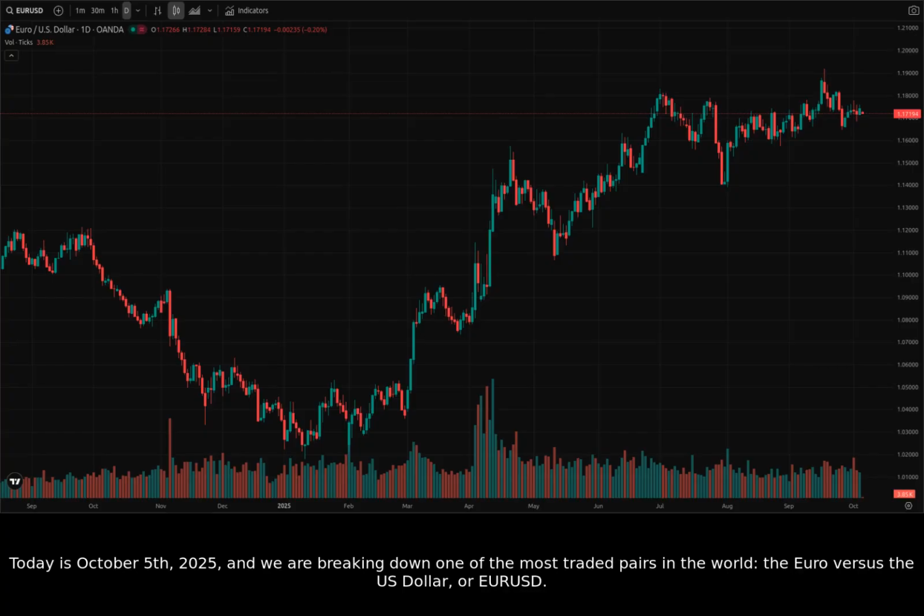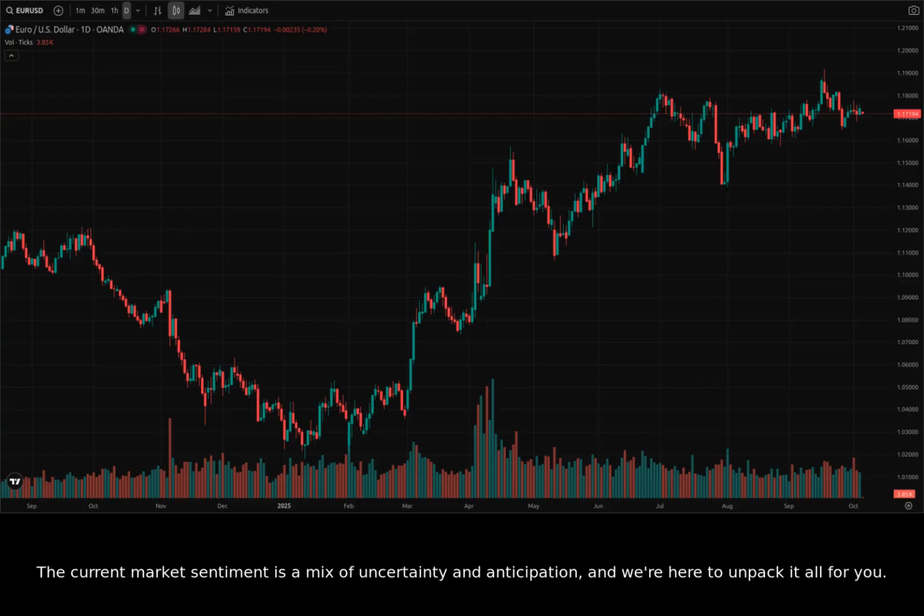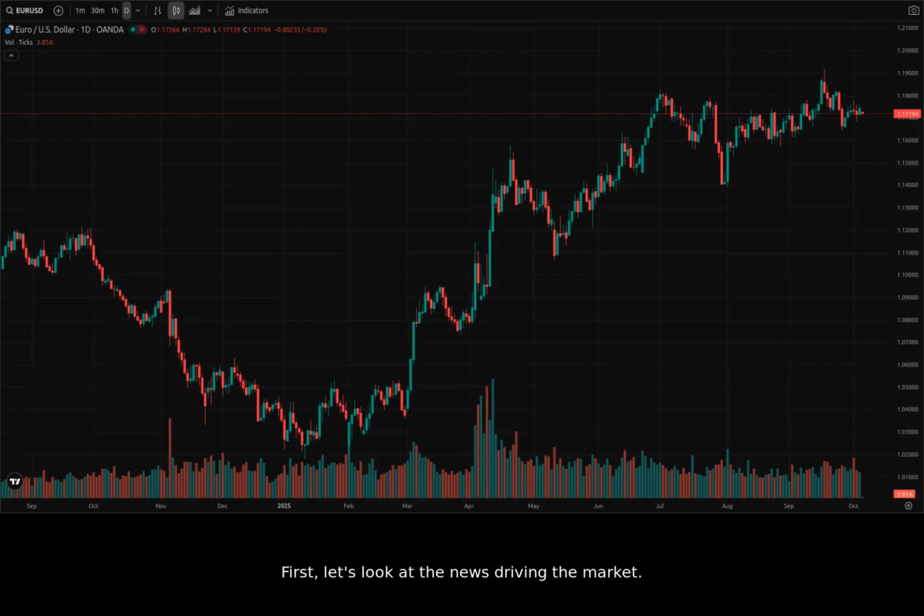Today is October 5th, 2025, and we are breaking down one of the most traded pairs in the world, the euro versus the US dollar, or EURUSD. The current market sentiment is a mix of uncertainty and anticipation, and we're here to unpack it all for you. First, let's look at the news driving the market.